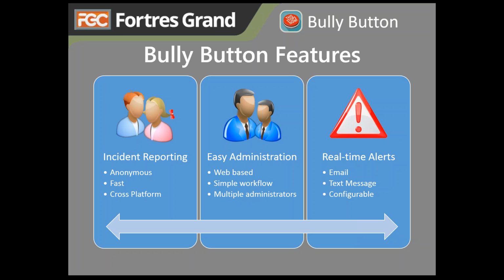Bully Button also features real-time alerts, so you can configure administrators to receive email messages or text messages whenever a bullying incident has been reported. And this is configurable. You can have some administrators that see the alerts for their school one way and some that see it another way, and maybe other administrators who don't get any alerts whatsoever. So it's very configurable, so that it suits whatever needs you have and can provide that immediate notification if that's something that you're looking for.